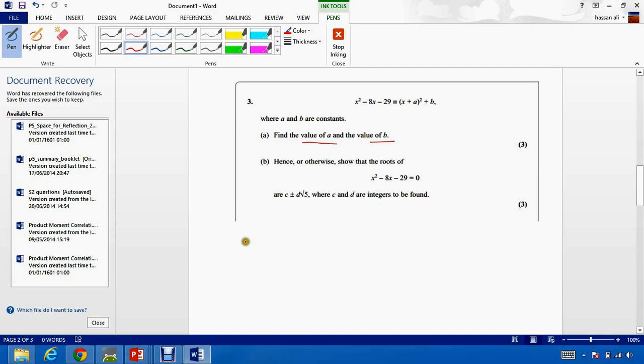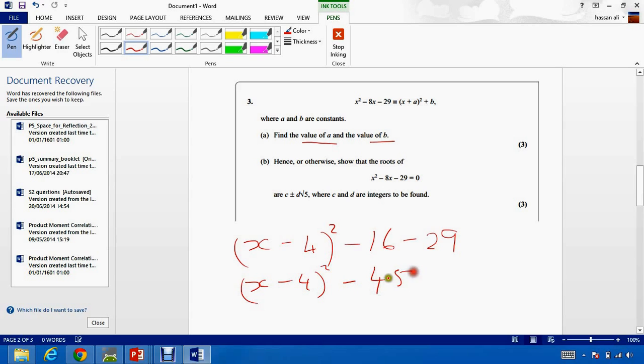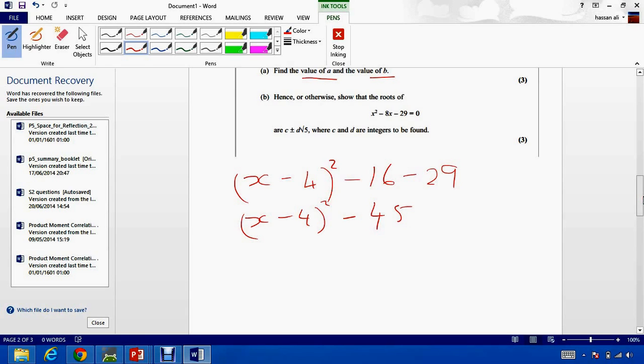So again, we just simplify, so you take the half of 8, put that squared, minus 16, and minus 29. That will leave you with (x minus 4) squared minus 45. Again, that's essential you write down what a and b are. So therefore, a is equal to minus 4 and b is equal to minus 45.